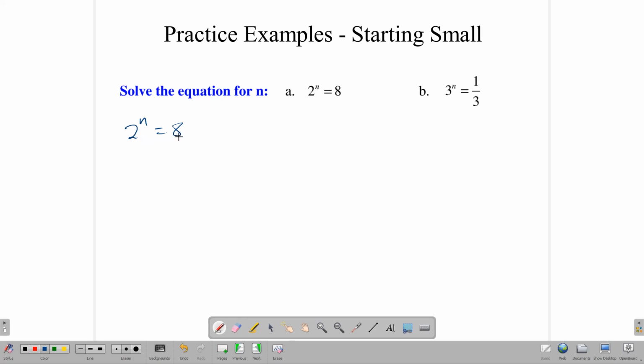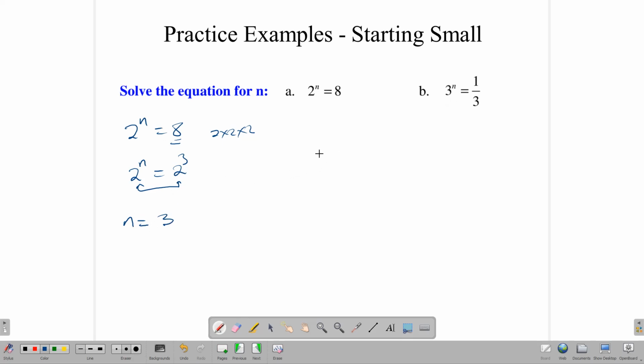So we have 2 to the n equal 8, but this needs to be written as a power of 2. Now you remember that 8 is equal to 2 times 2 times 2. So 8 is equal to 2 to the third. So we can write this as 2 to the n is equal to 2 to the third. And because our bases are equal now, we can simply equate our powers. So n therefore is equal to 3. And that is the solution we need for our question.